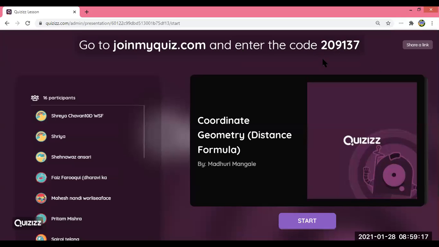The code is here on the top, 209137. Junaid, Lakshmi, Dastagir, Shabnam. Very good. Priyanka has joined. Quickly, students. 209137 is the code. Okay, and let's begin with the first question.